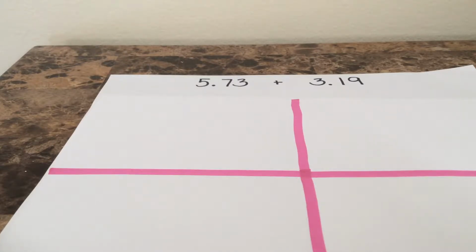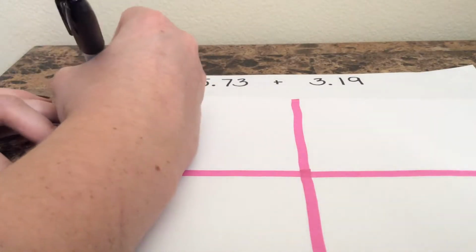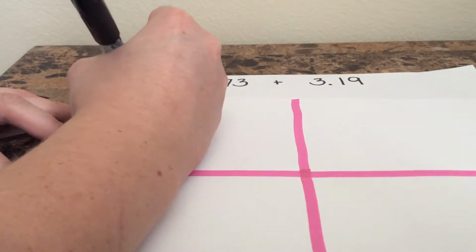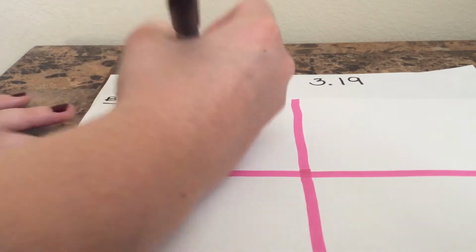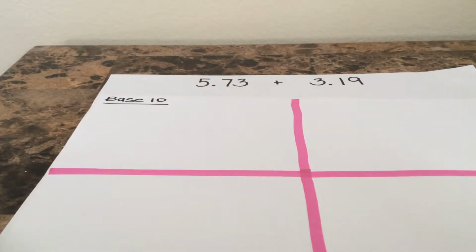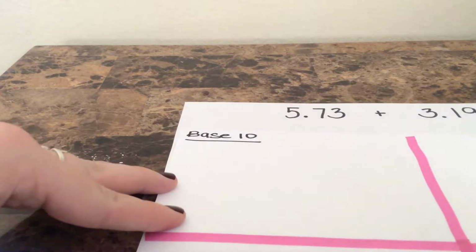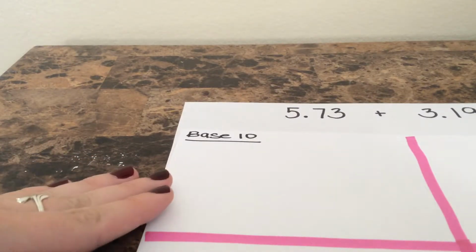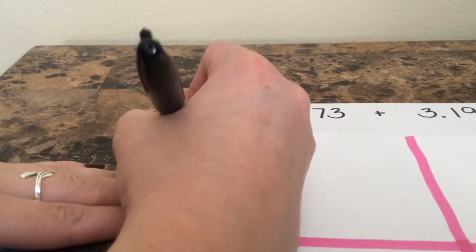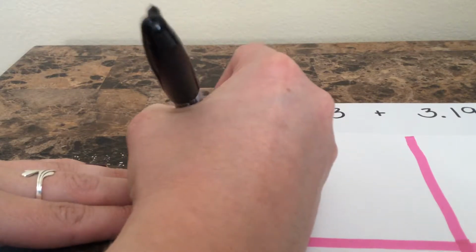same answer. So the first strategy I'm going to share with you is one that is probably the most conceptual and visual example, which is with base 10 blocks. So we're going to call this square base 10. Okay, so for this one, we're familiar in class with using these base 10 models. The first number, 5.73, I'm going to write out 5.73.